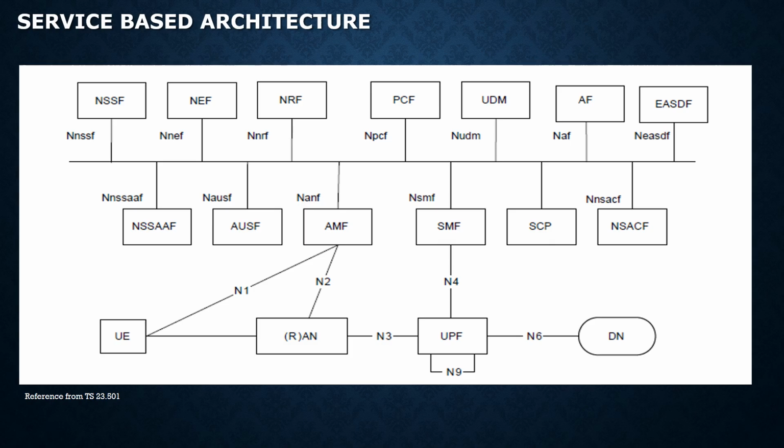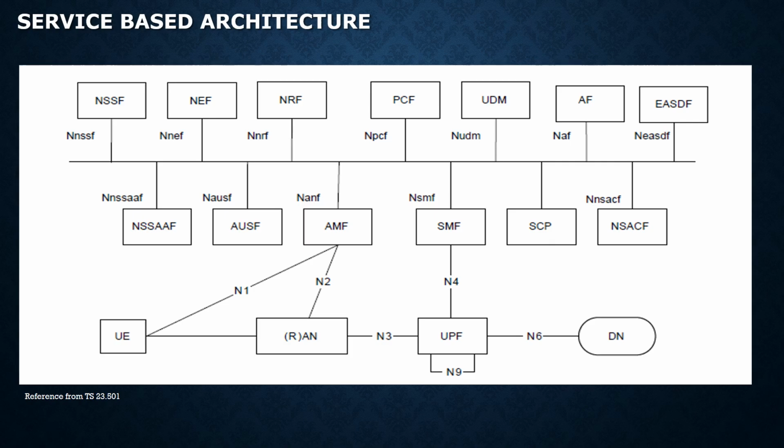So F stands for function here, and N is mostly network. So any network function starts with N for network, and then, for example, NRF is network repository function, PCF is policy control function. Likewise, I just wanted to walk you through the service-based architecture.